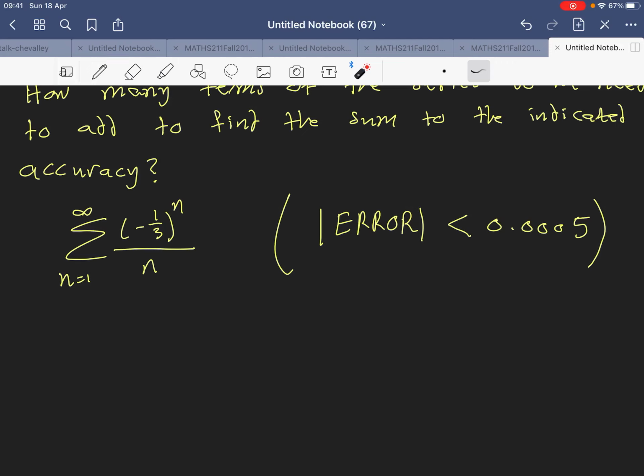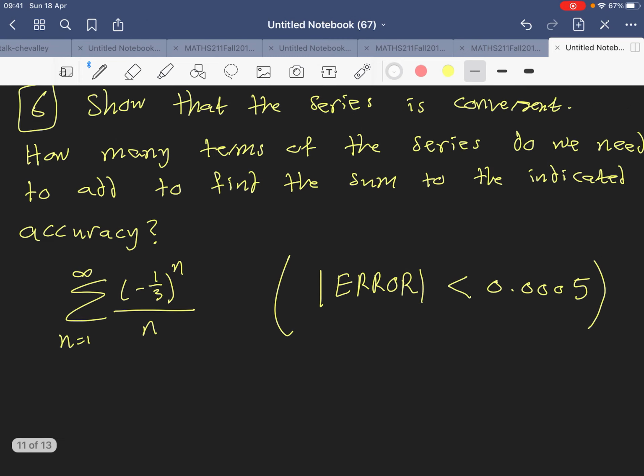Welcome back to this question. As we said before, we need to find the approximation for this series. The first part of the question is asking us to show that this series is convergent. So here you go ahead and apply the alternating series test, which means you have to check Bn: is it decreasing, and does the limit go to 0.